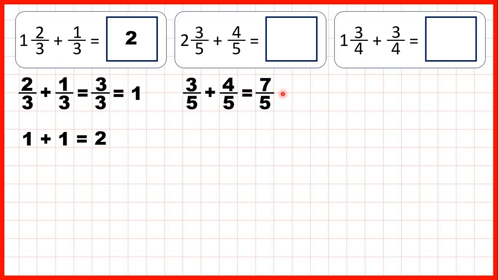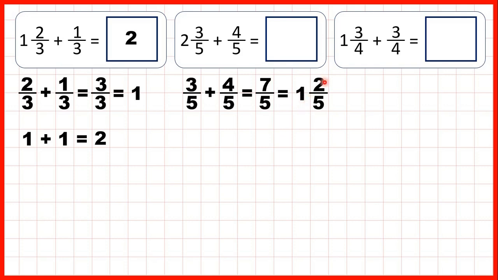So adding our fractions has given us 7/5, but we can't write 2 and 7/5 as our answer because we can't have an improper fraction in a mixed number. So we need to turn those 7/5 back into a mixed number. 7 divided by 5 is 1 remainder 2. So as a mixed number, 7/5 is 1 and 2/5, because 1 times 5 is 5, plus 2 is 7, and that's the numerator of our improper fraction.